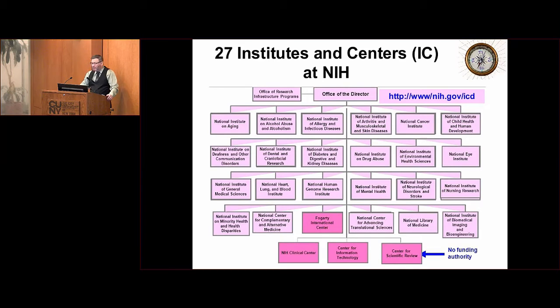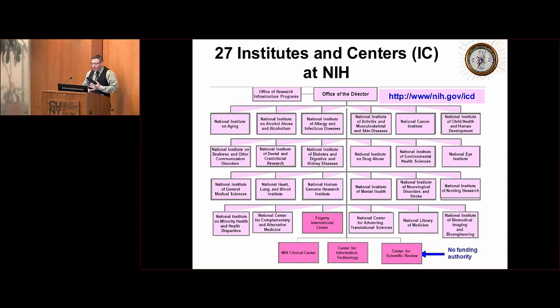If you can see at the very bottom center, there's one called the Fogarty International Center that we're going to talk about a little more. How many of you have submitted to Fogarty already? No? How many of you have submitted to other NIH institutes? Okay. All right. Hopefully, with the help of this information, we're going to try and get you to submit some more of those.